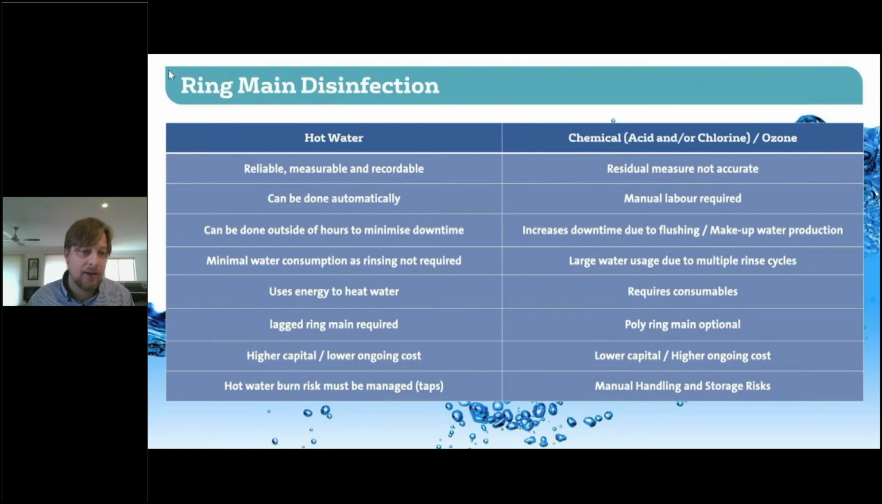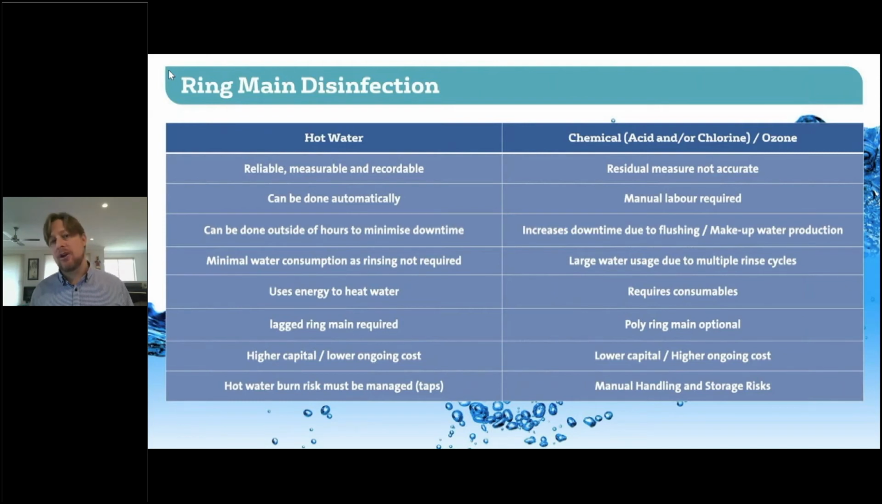if you have a hand rinse tap. Obviously it is a potential burn risk if it's not managed properly, if there's not an isolation, or if appropriate training is not done with the staff so that they know not to use the taps during sanitization.